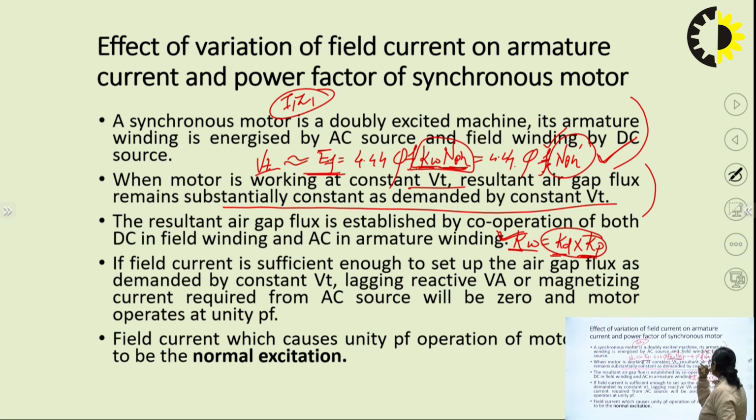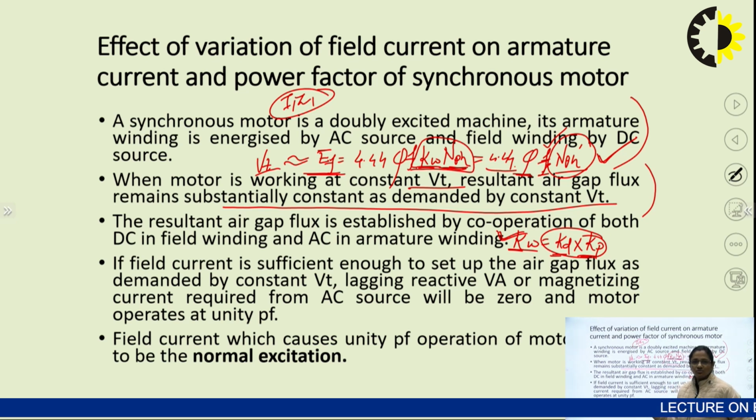What do we have over here? It is Nph dash, which is a constant. F is the frequency of supply, which we are maintaining constant. 4.44 is a number, a constant. Phi is the flux. So, for a constant terminal voltage Vt, the air gap flux must remain constant as demanded by the terminal voltage Vt, right?